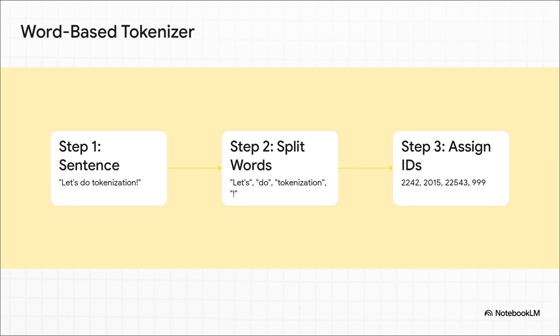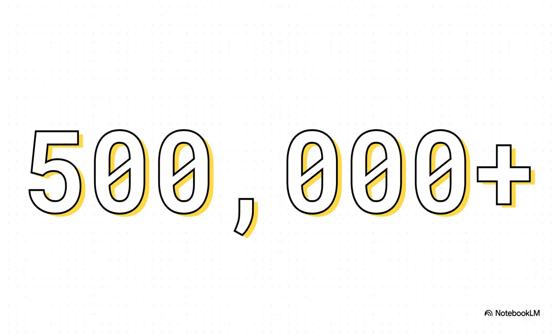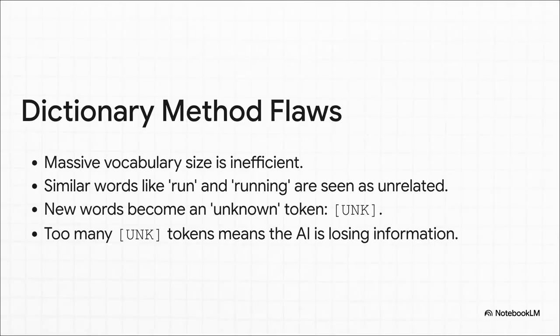But, and this is a big but, that simplicity is hiding some really major problems. For starters, just the size of it. To cover the entire English language, you need a vocabulary with over 500,000 unique words or tokens. That is just wildly inefficient for any computer model to handle. And believe me, the problems do not stop there. So yeah, this method just falls apart on so many levels.